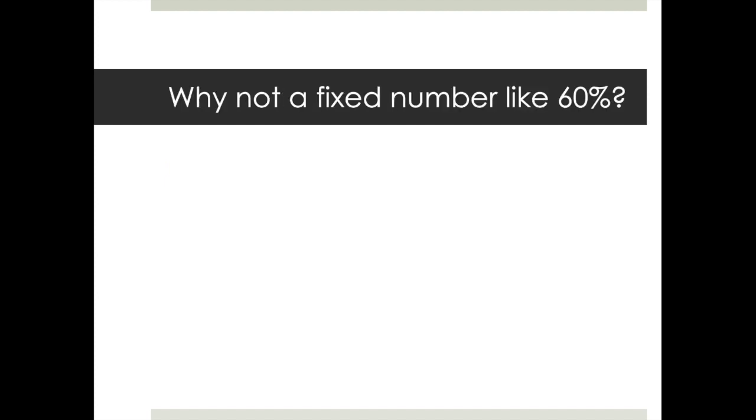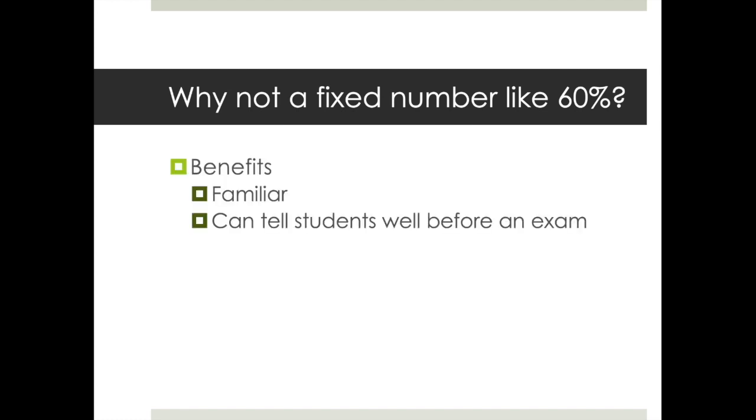So, one thing that you may have thought already watching this video is why not just a fixed number like 60%? Well, the benefits are it's familiar. Students coming through undergraduate degrees and through high school, this is what we've done. You need X number of percent to pass. And you can tell the students well before an exam if you know you need 60%, 65, 70%.